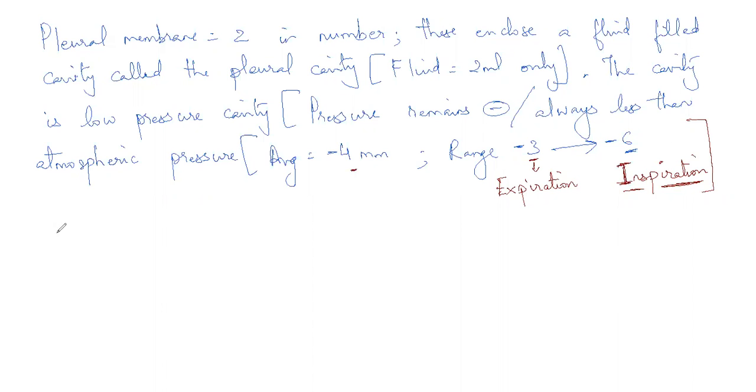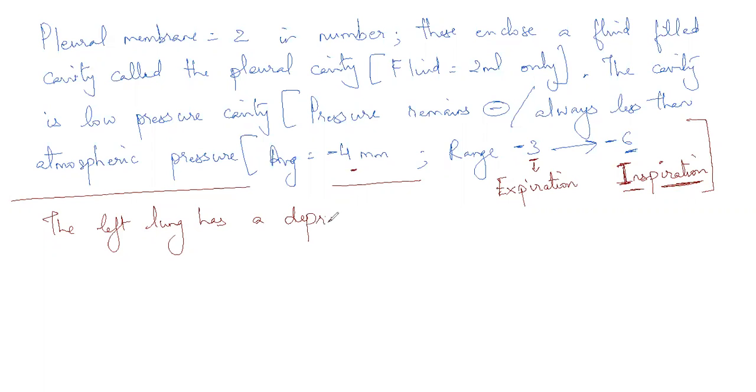Now, the left lung has a depression. This depression is known as cardiac notch, which accommodates the heart.